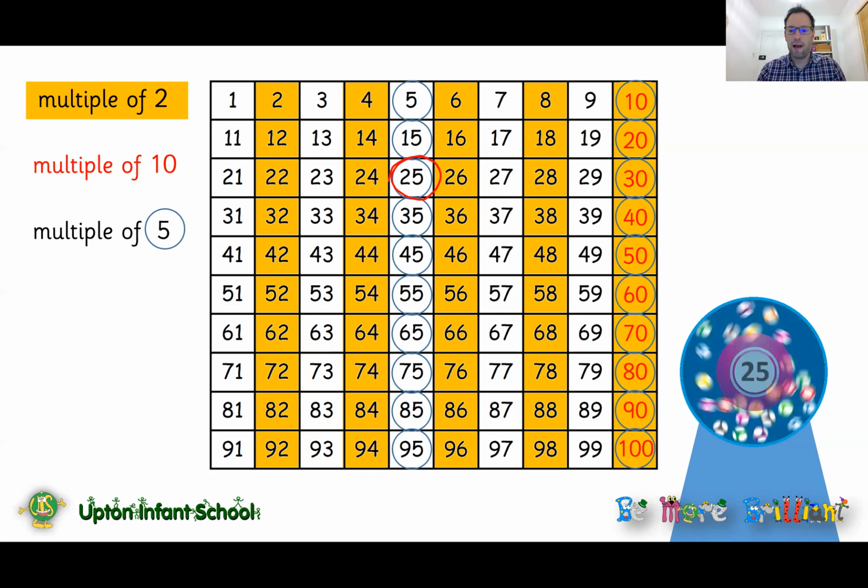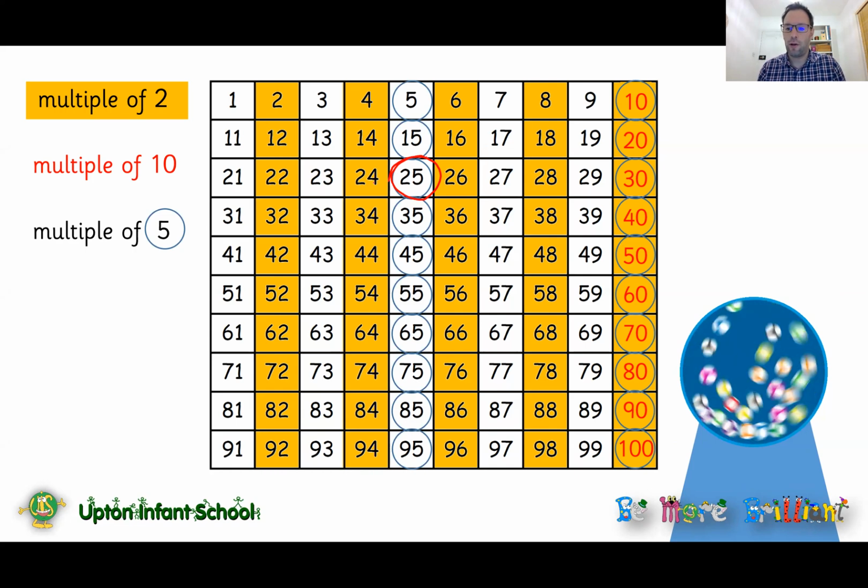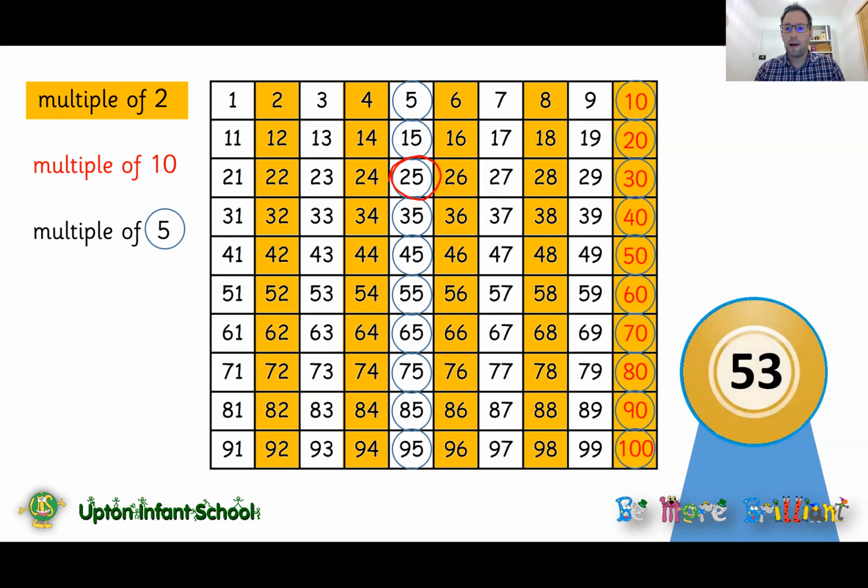Okay, let's have another number from our lottery machine. Are you ready? 3, 2, 1. Oh, and the next number is 53. So 53, well, it starts with a 5. Because it starts with a 5, does that make it a multiple of 5? No, what's important is the number that it ends in, the ones number. It ends in a 3. So 53, let's find that on the 100 square.